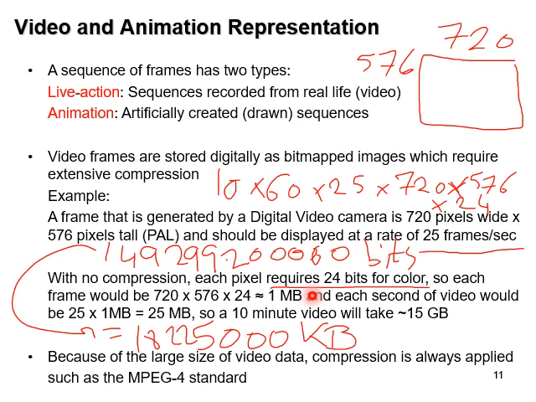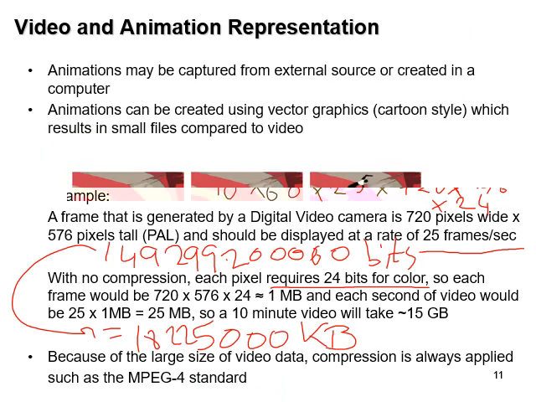The other thing is, the videos that we watch over the internet, if they were like 15 gigabytes for 10 minutes, normally if you go to YouTube, you might have a 10-minute video, but you watch it very quickly and it doesn't take that much time to download or even to load. Why? Because we have compression. So because of the large size of video data, compression is always applied, such as the MPEG-4 standard, which we will talk about later on in detail.